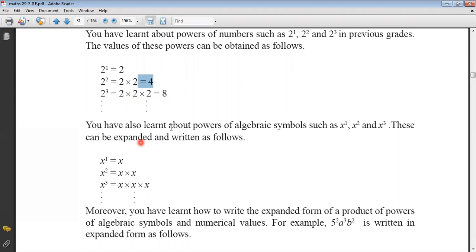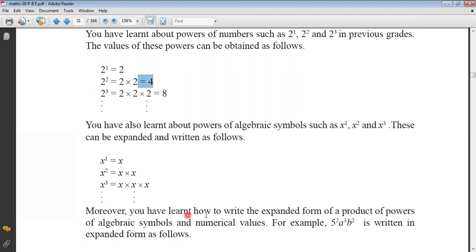You have also learned about powers of algebraic symbols, such as the first power of x, the second power of x, and the third power of x. These can be expanded and written as follows. The first power of x means 1x. The second power of x means you write x two times, so x squared. The third power of x means you write x three times. This is the way to write the expanded form of an algebraic expression.